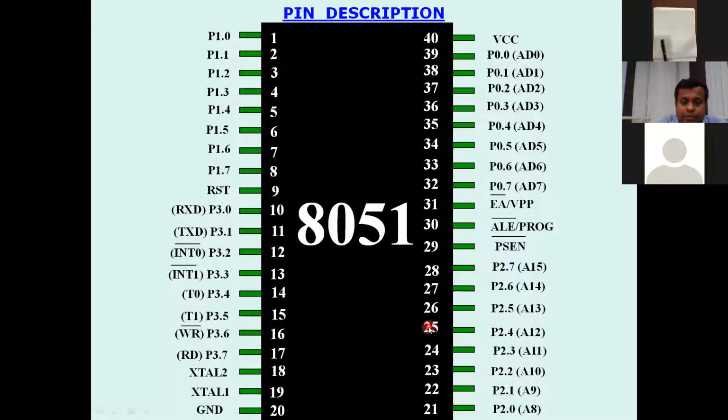These are the four ports: P0, P1, P2, P3. Okay.